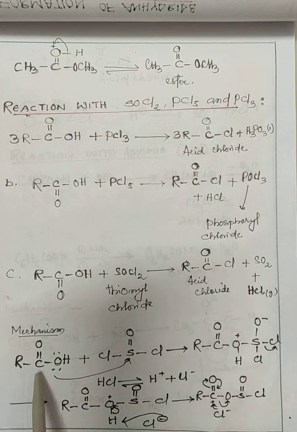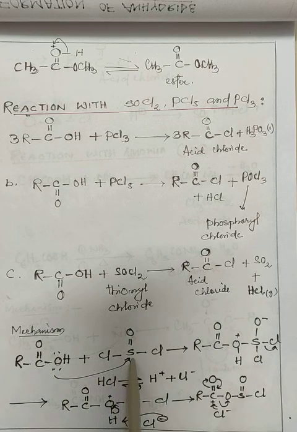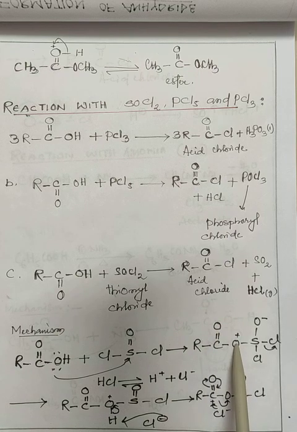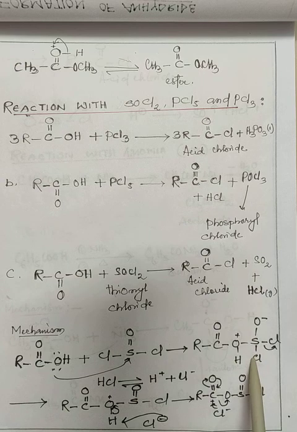Here R C double bond O, OH, so this is a carboxylic acid, then thionyl chloride. Now the oxygen has 2 lone pairs, so this oxygen, being more electronegative than hydrogen, will be connected to this S. When it is connected to this S, the product will come here. Now R C double bond O, then the oxygen has fewer electrons, because of that a positive charge is there, then one hydrogen will be there, then this one will be connected to this.